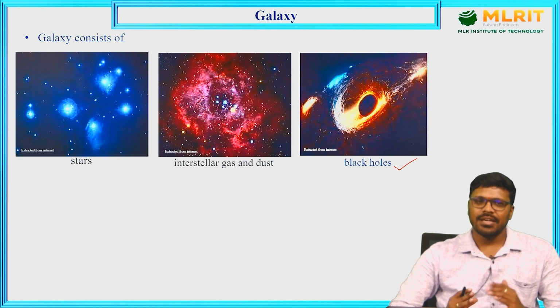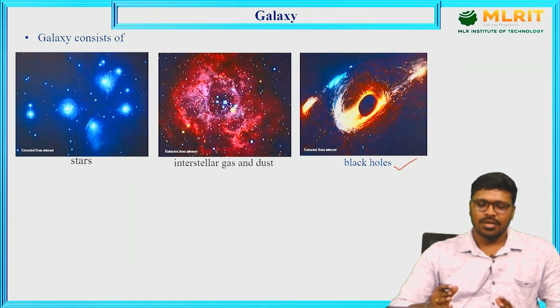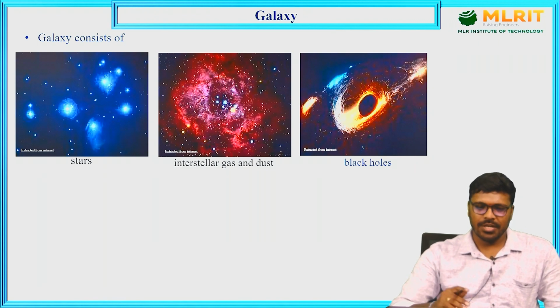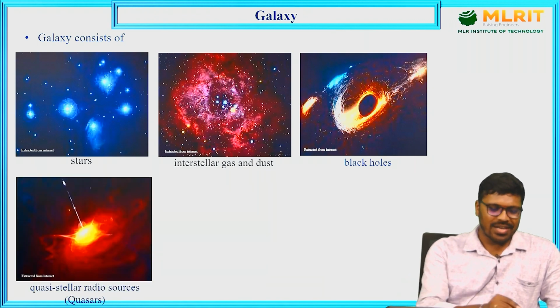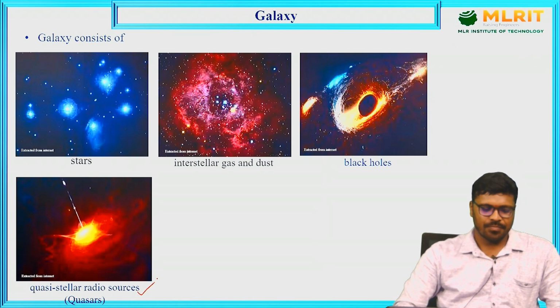Once a light enters into the black hole, it cannot come out. That much attraction power a black hole has. So black hole is also one of the parts of a galaxy. And quasi-stellar radio sources. Quasi-stellar radio sources are nothing but a compressed star.